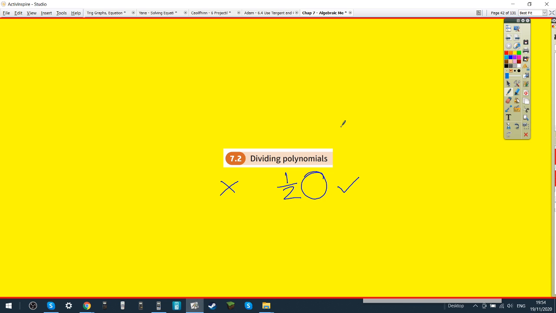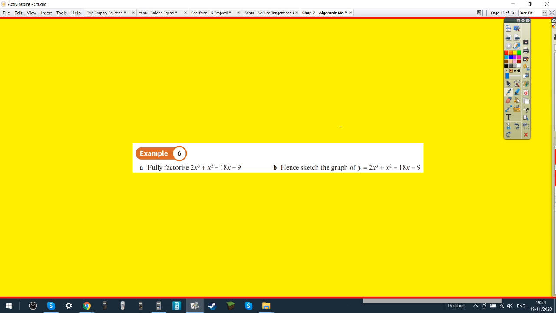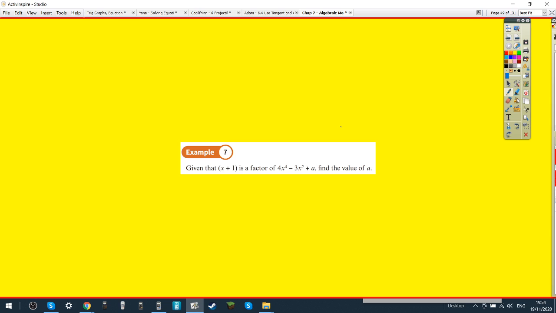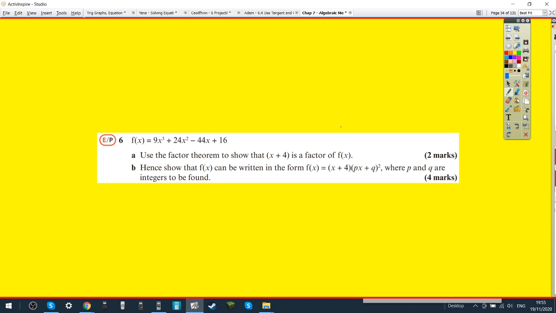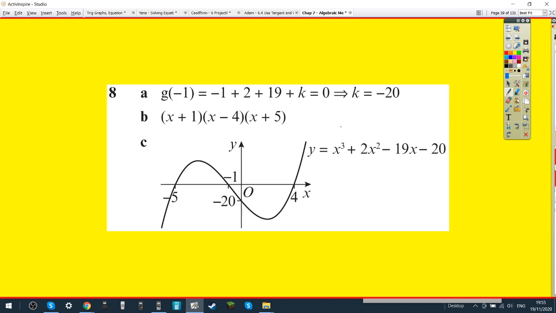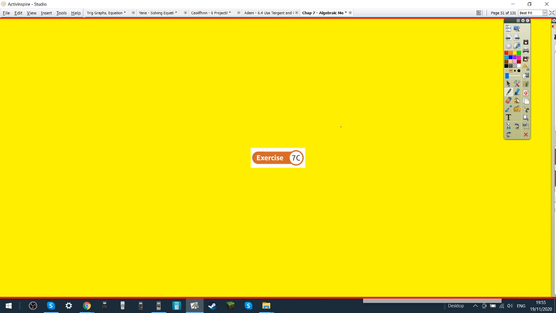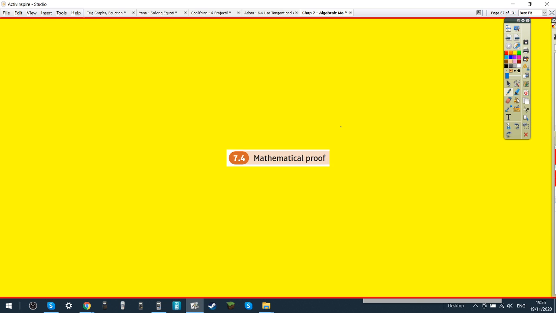Okay, so let me just see. So factor theorem is these ones that we were just doing. Given that this is a factor, find the value of a. Given that that's a factor, show that it's a factor. So you can see there it's a 2-mark question. And so I skipped ahead a bit. And then after this, I believe it will be mathematical proof. There's another thing called the remainder theorem. And so you use the fact that it's a remainder, but it's very similar.